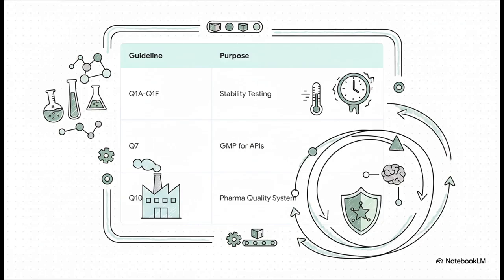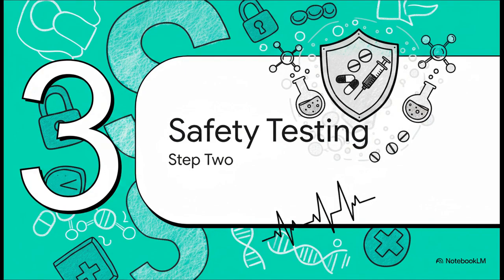And finally, Q10, the pharmaceutical quality system. Think of Q10 as the overarching management system that oversees the entire factory. If you want to standardize your manufacturing operations right now, directing your team to strictly implement these 3 specific codes is your very first actionable step. Moving right along to Step 2, safety testing.